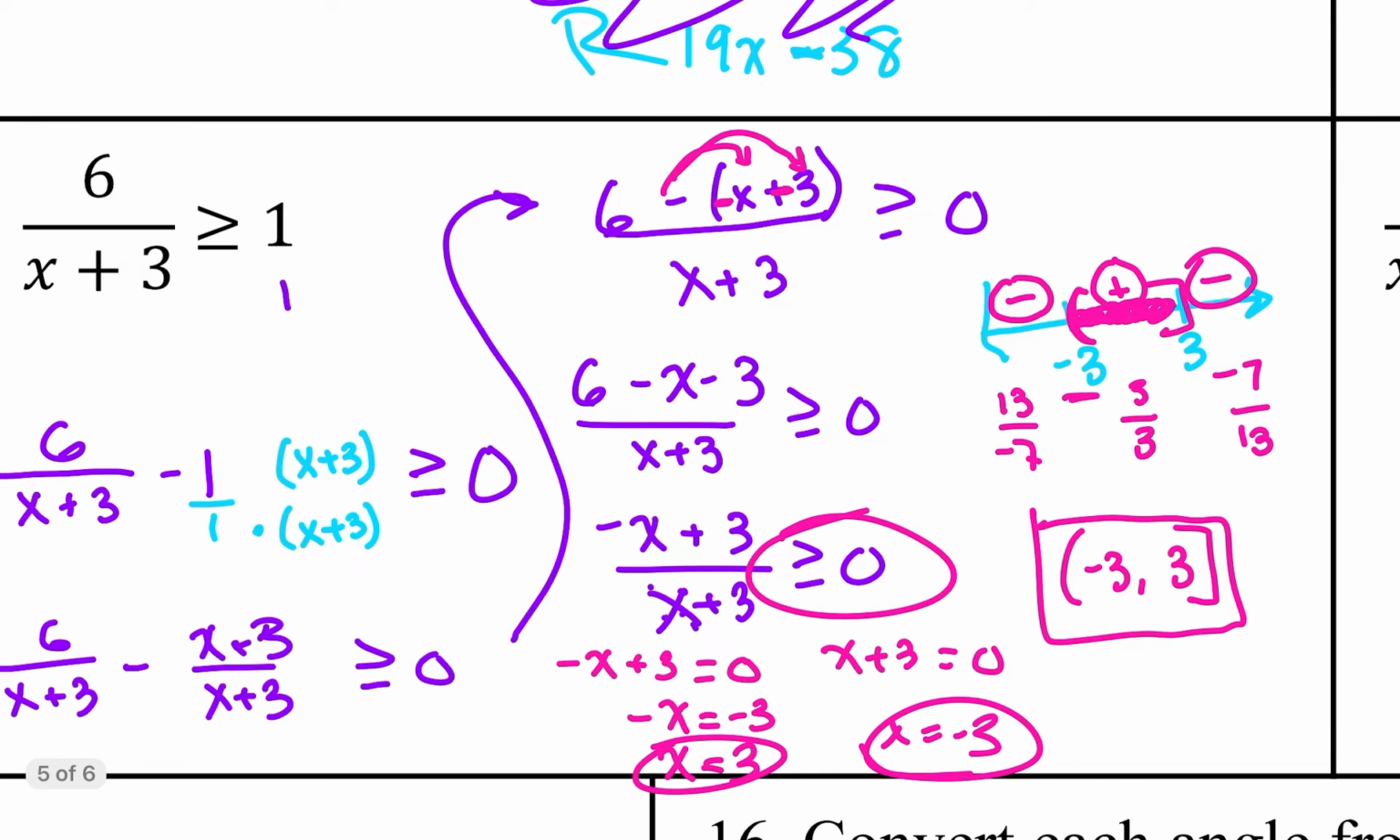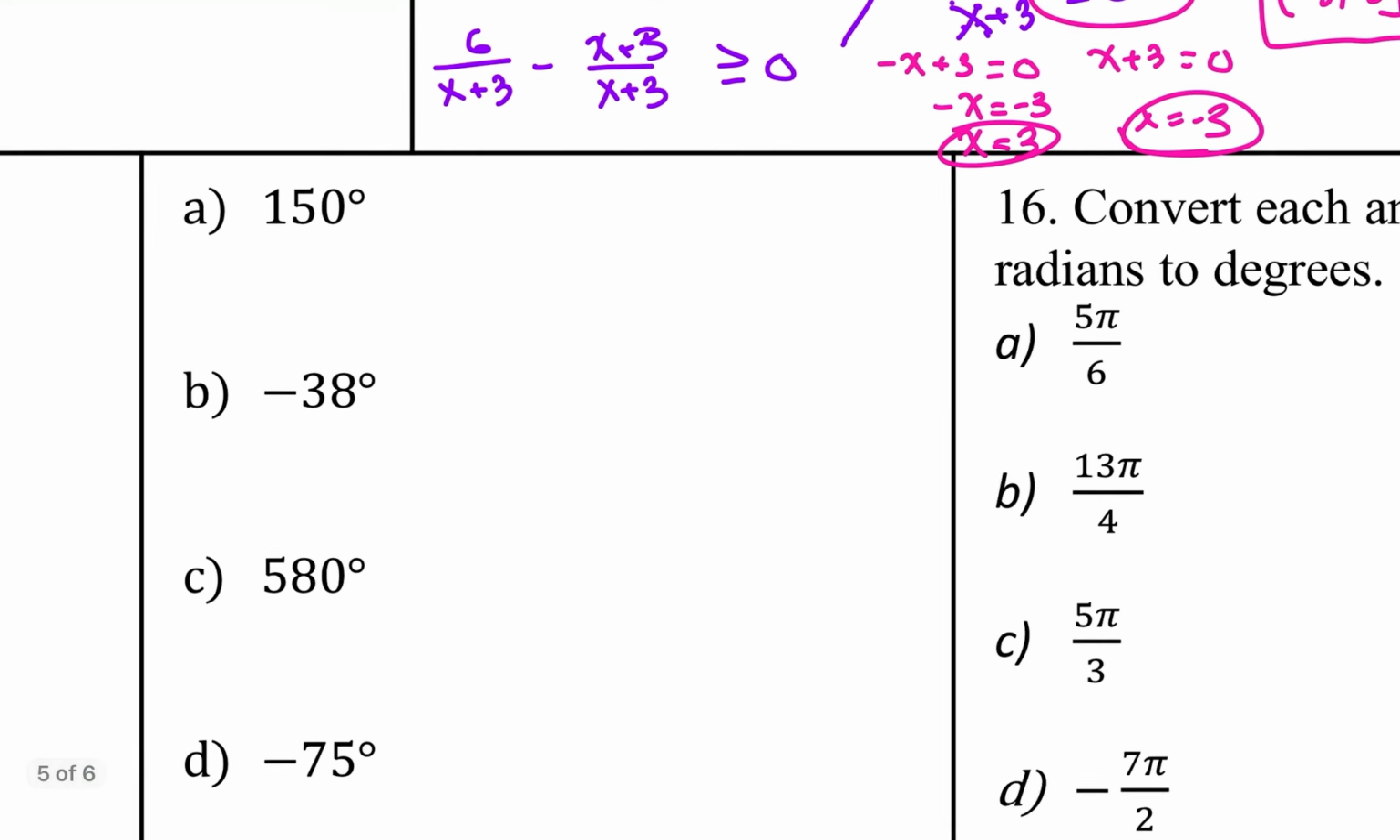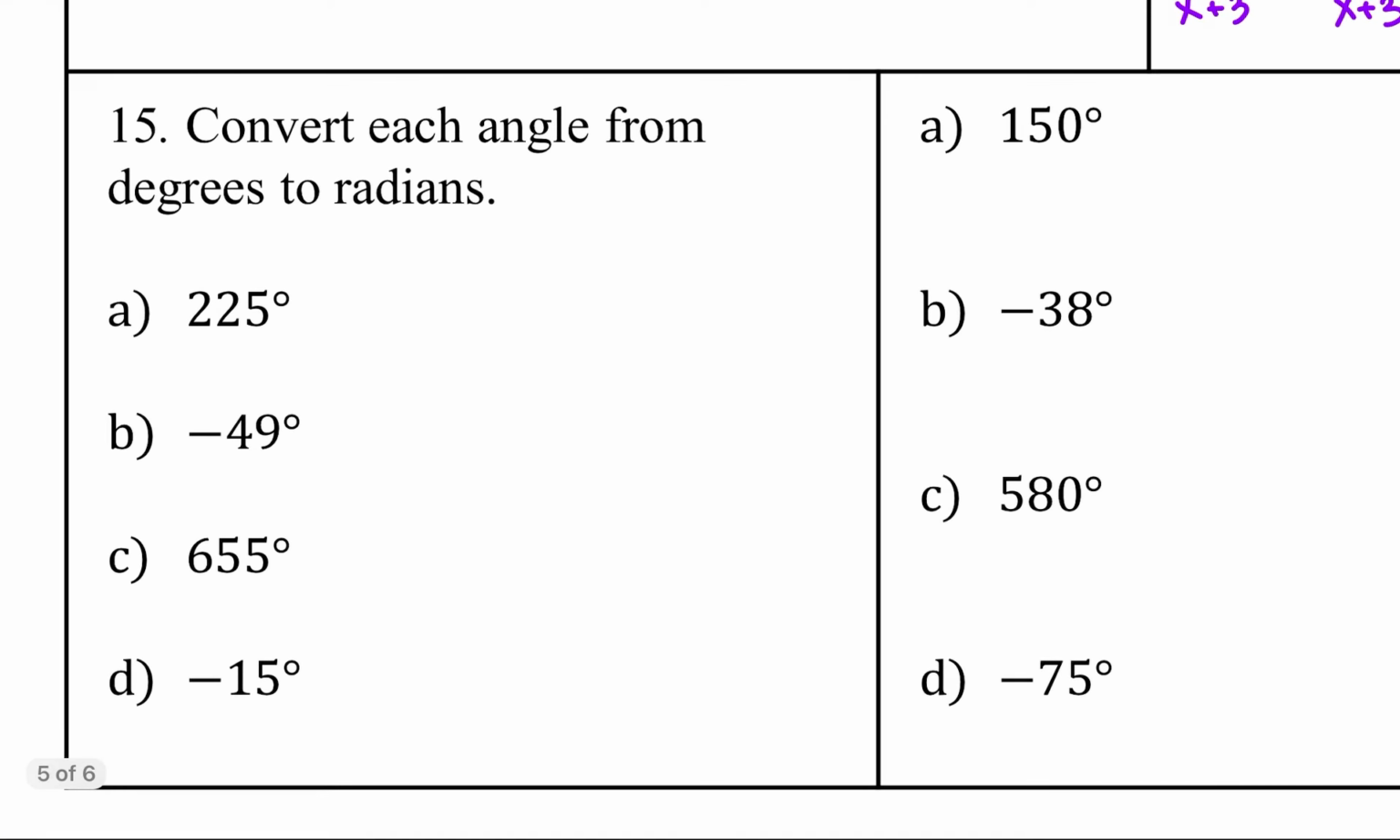All right, coming down to this next piece here. We have two problems right here kind of clumped together. So 15 says, convert each angle from degrees to radians. So in order to convert from degrees to radians, remember we multiply by pi over 180 and then simplify. So in this case, I'm going to multiply by pi over 180. And I get 225 pi over 180.